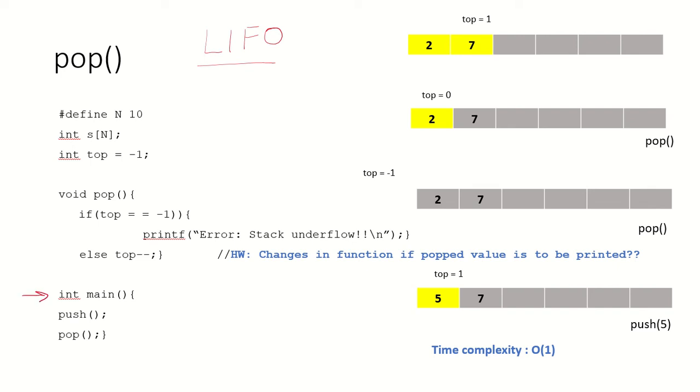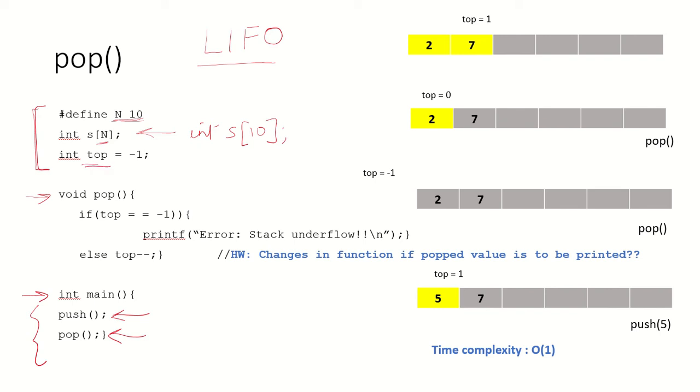So we have the main function over here, and from the main function I should be able to call a push operation or a pop operation. So let us see how the pop function will work. Also, since the stack has to be accessible in all the functions, we declare it as a global variable. So we have an array. Since we are implementing the stack with an array, we have an array of size n.